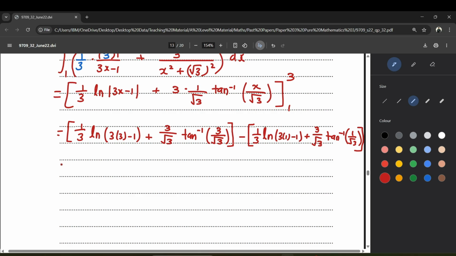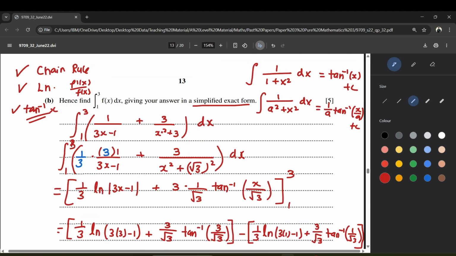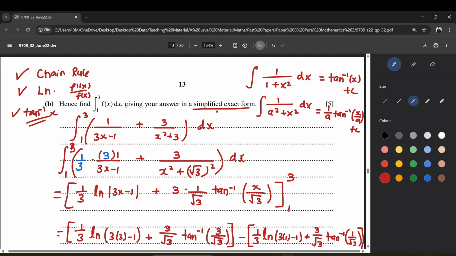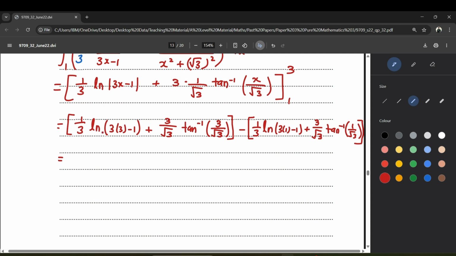Okay, now if I simplify it, don't just put the whole thing in the calculator. Do not do that. You can't even do that actually, because your answer would be in decimals, whereas you're needed to give your answer in exact form. So find out one by one.